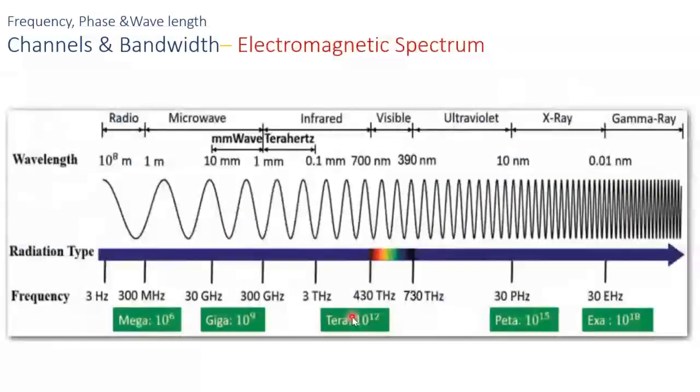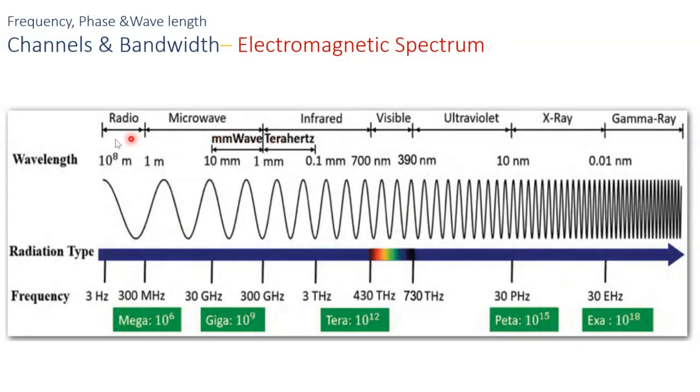And here is a proper diagram for the electromagnetic spectrum, which ranges from 3 Hz to 30 EHz. As the frequency increases, lambda decreases. When the frequency is 3 Hz, the wavelength equals 10 power 8 meter. And when the frequency is 30 EHz, the wavelength equals 0.01 nanometer, which is 10 power minus 9 meter. So as the frequency increases, the number of oscillations, or cycles per second, increases.